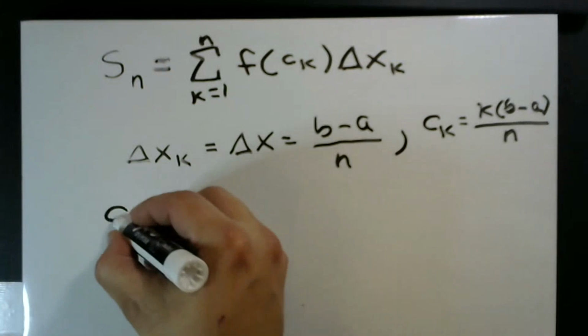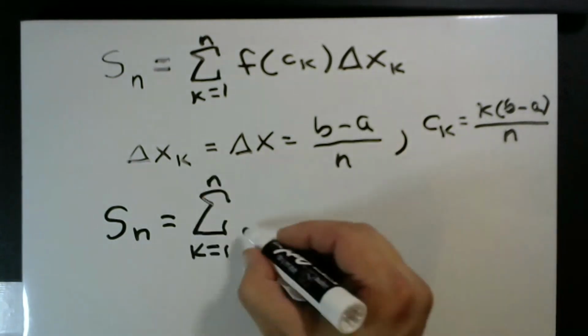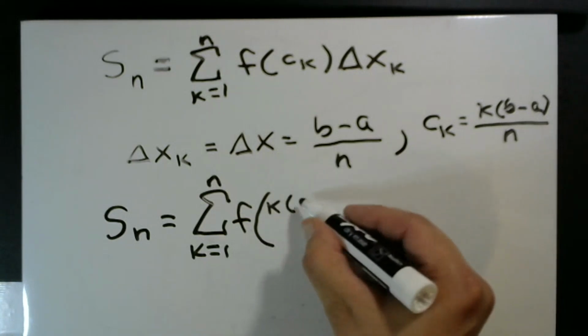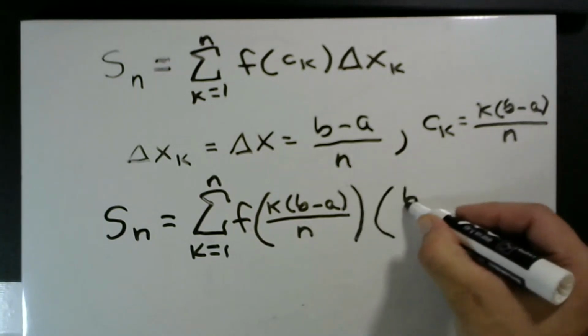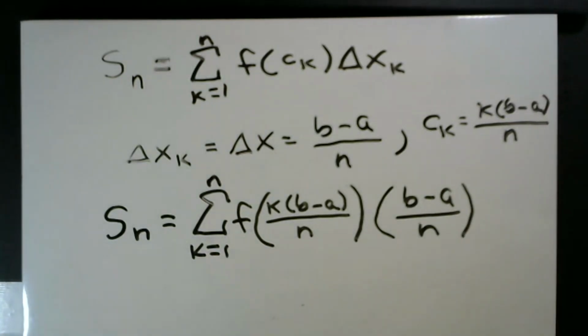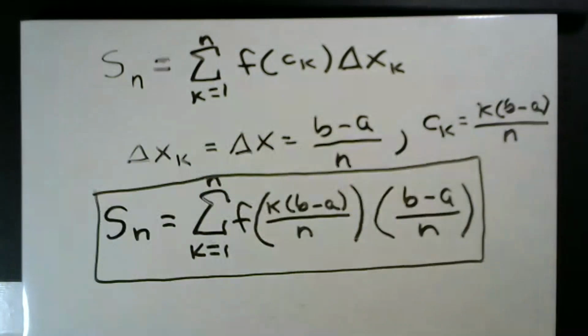So now our Riemann sum becomes the sum from k is 1 to n of f, where we replace ck with k times b minus a over n, times our delta x, which is just b minus a over n. And so that is our Riemann sum. Double check anything left to do. That's going to be it. So if you have any questions about this, let me know. Otherwise, now let me check one thing.